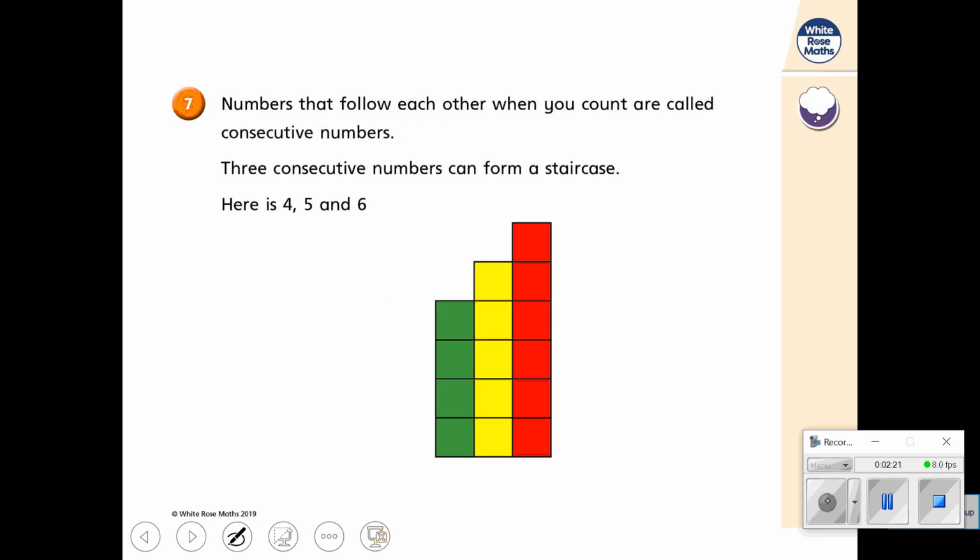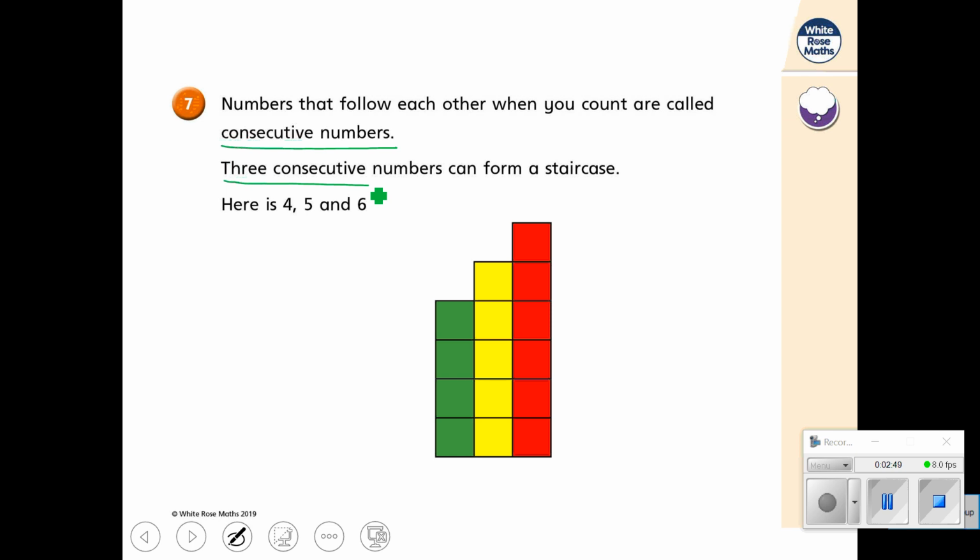Okay, so here's another question that makes you think. Numbers that follow each other when you count are called consecutive numbers. So if I go through a few examples of consecutive numbers, you could have 7, 8, 9, 10, 11, you could have 21, 22, 23, 24, and so on. 3 consecutive numbers can form a staircase. Any 3 consecutive numbers can form a staircase.